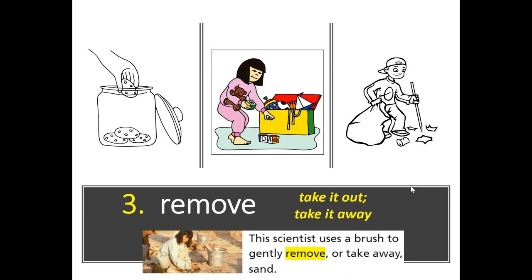This scientist uses a brush to gently remove or take away sand. Think about it. What word means the opposite of remove? So what's the opposite of remove?